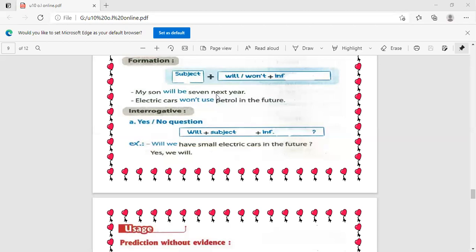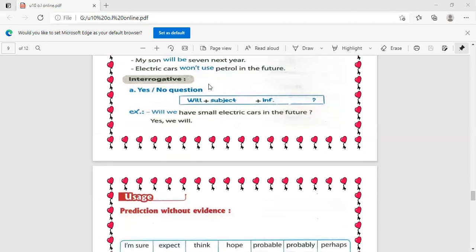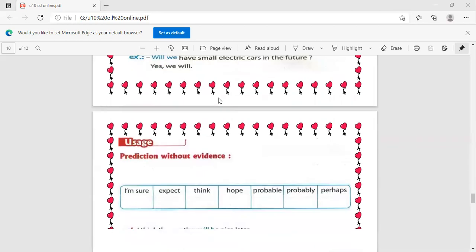When we talk about the future, we say next, in the future, tomorrow, okay? Electric cars won't use petrol in the future. Interrogative: when we make a yes or no question, we start with will plus subject plus infinitive. Will we have small electric cars in the future? Yes, we will. When we make a question with a question word, we start with it, for example, what will we have in the future, okay?